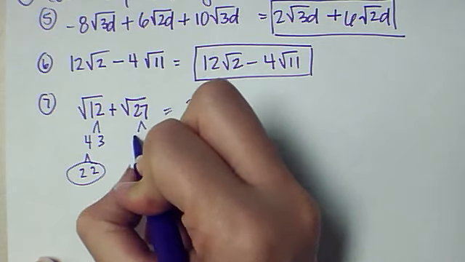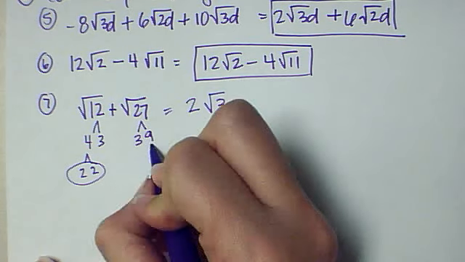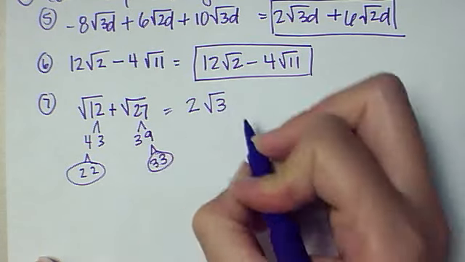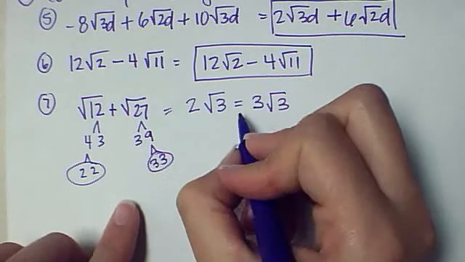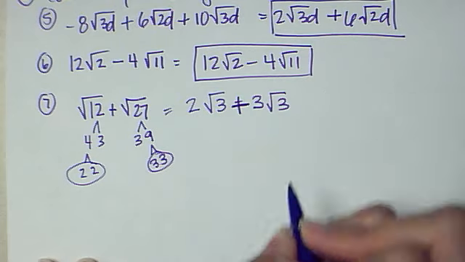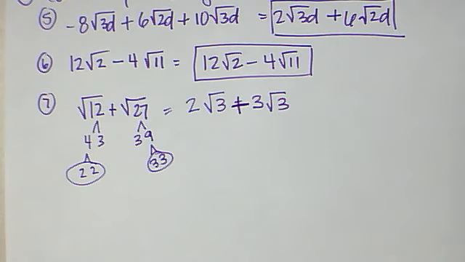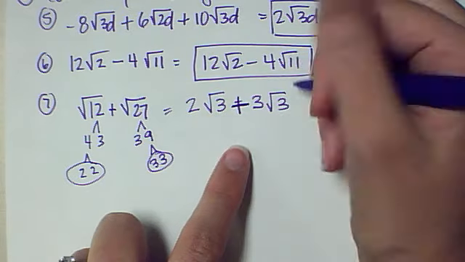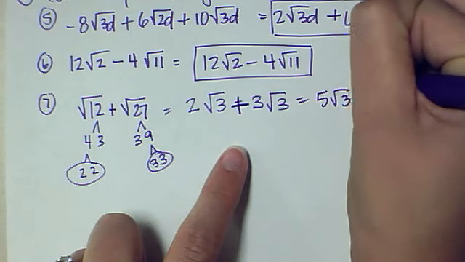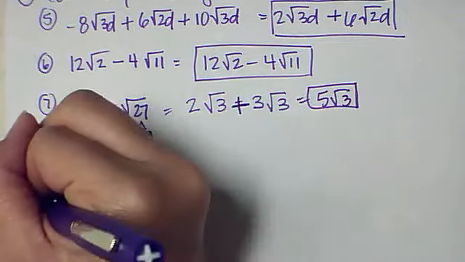For 27, I can simplify that to 3 times 9, and 9 to 3 times 3. The 3 is part of a pair, and there's a 3 that's a single. I accidentally wrote that sign. That should be a plus for sure. Now that I've simplified both of these, they both have a square root of 3, so 2 plus 3 is 5 square roots of 3. And that's all there is to that one.